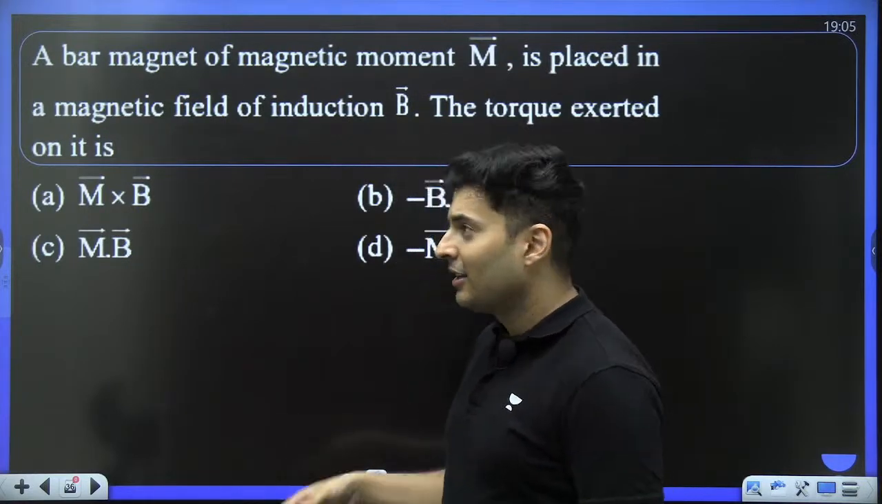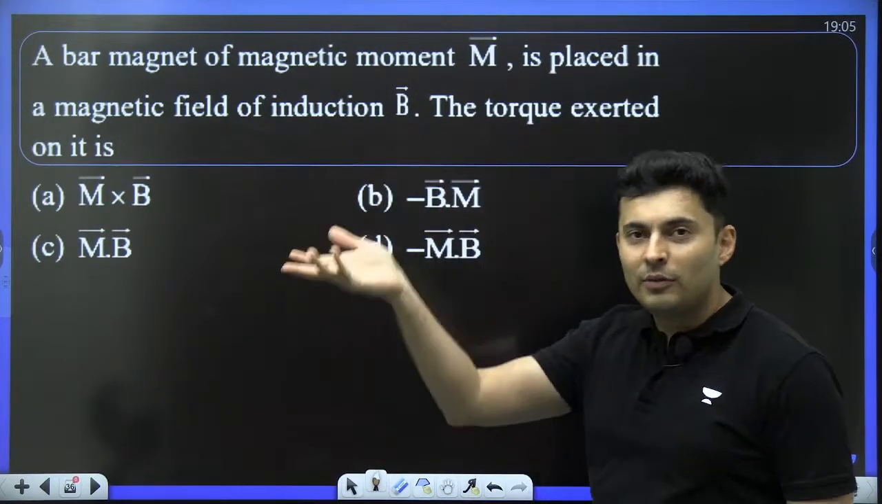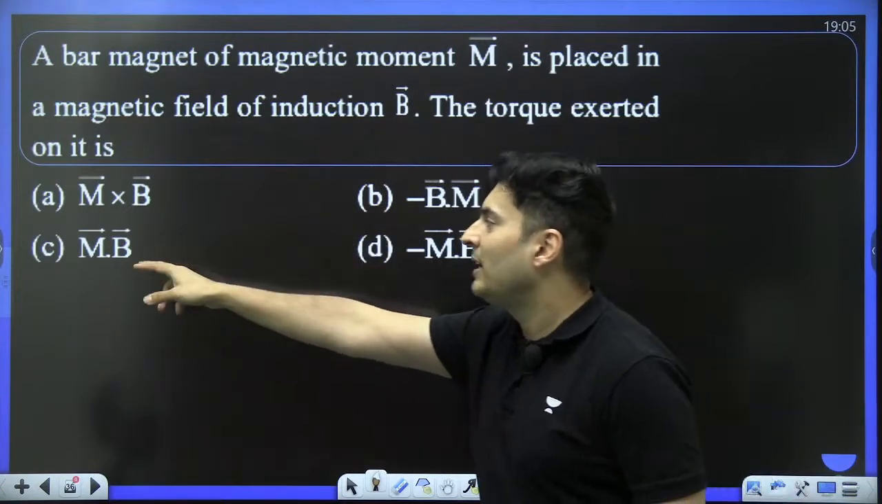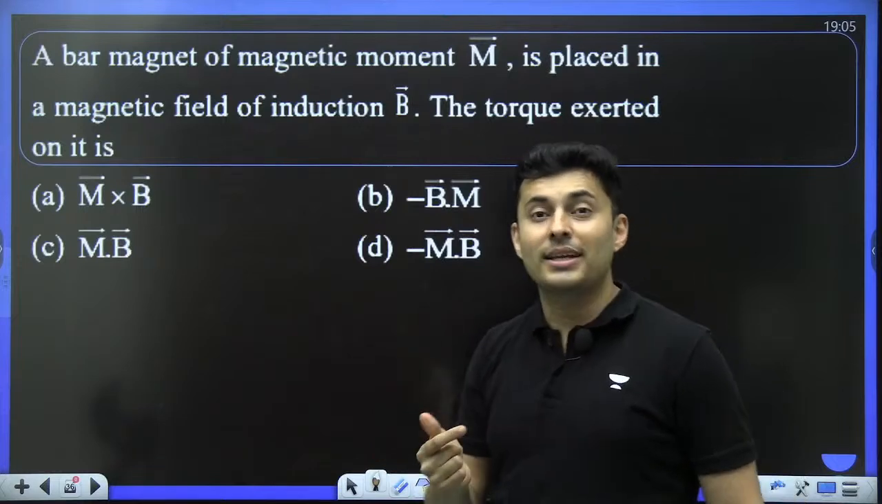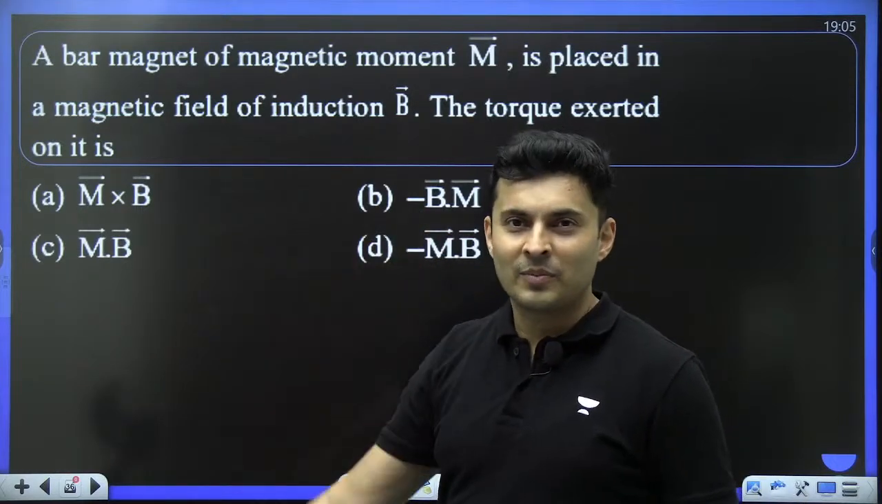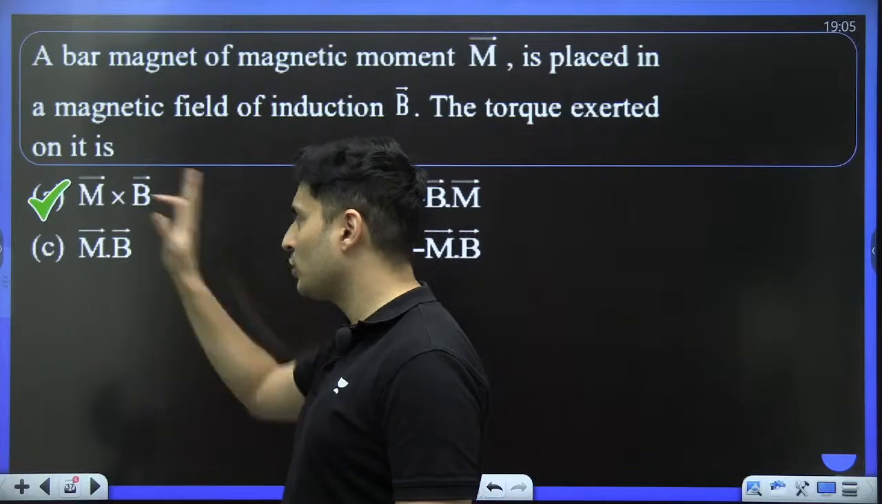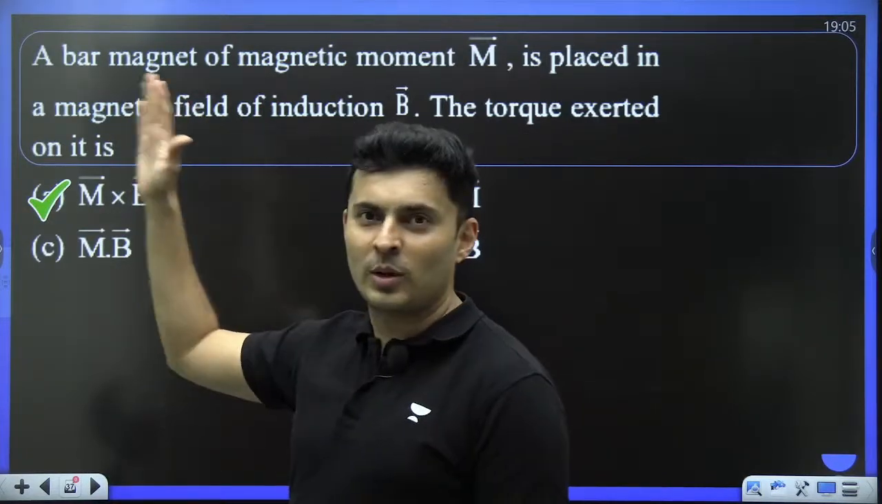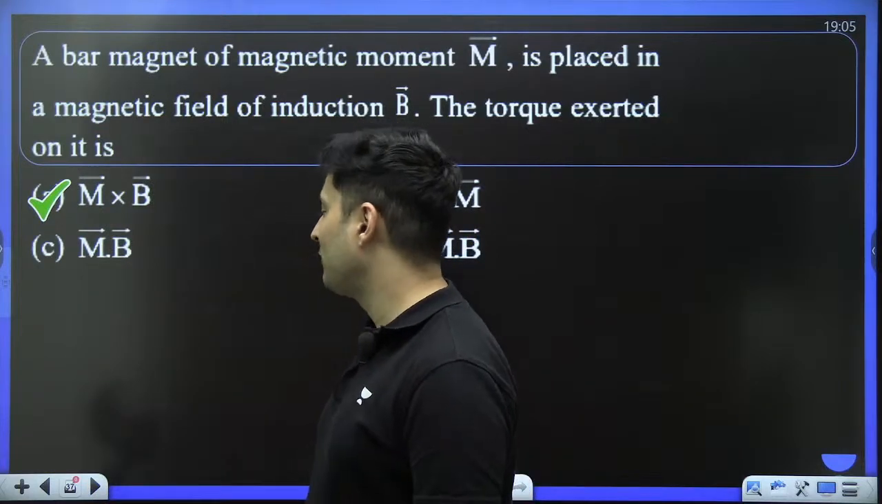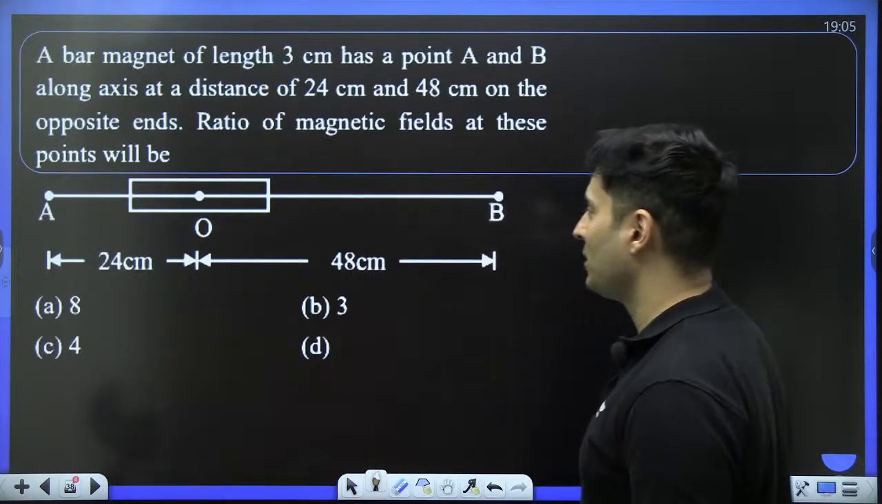Torque is a vector. Even if you do not know the formula, by common sense you will eliminate B, C and D. Because how can it be a dot product? Torque is a cross product, always. It's a vector quantity. So it has to be option A. Nothing else can match, and anyway, that is the true formula also. M cross B. Perfect.